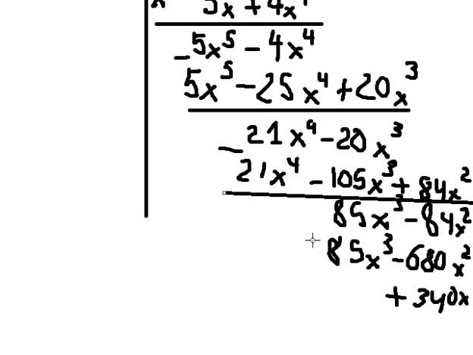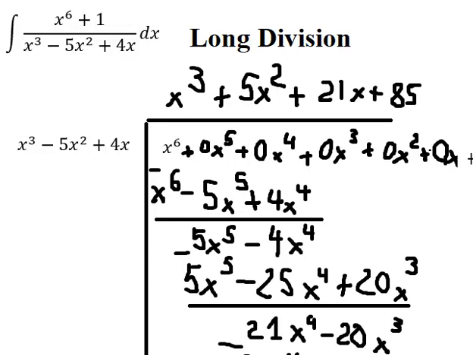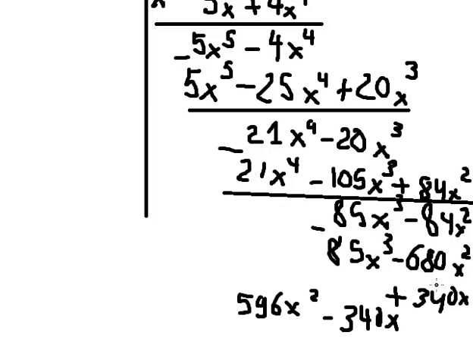we need to minus two equations. So 85 they cancel. Negative 84 minus negative 680, we have 596s to the power of 2. This one we have negative 340s. And now we have number 1. We put number 1 going here.